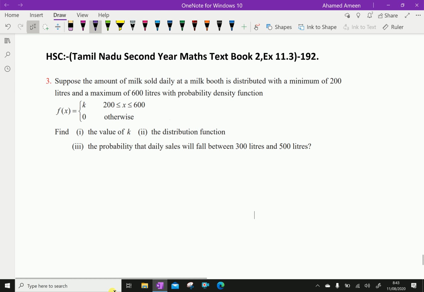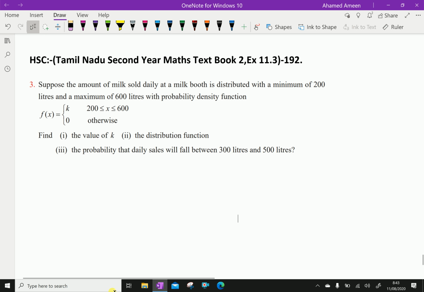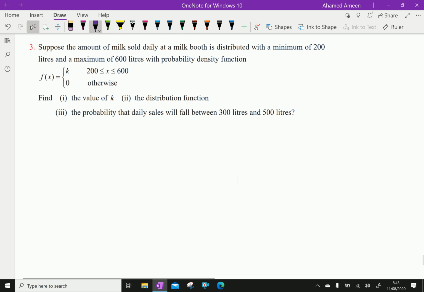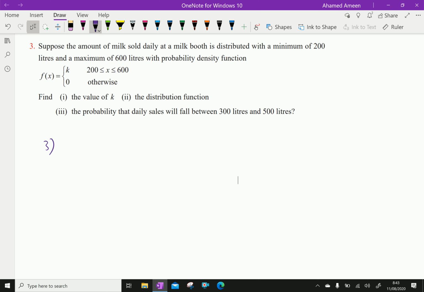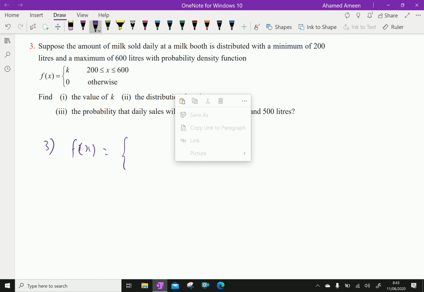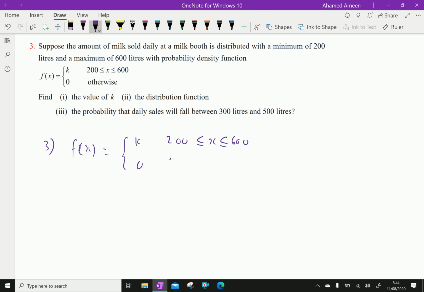Now, the function f of x equal to k when 200 is less than or equal to x less than or equal to 600, 0 otherwise.